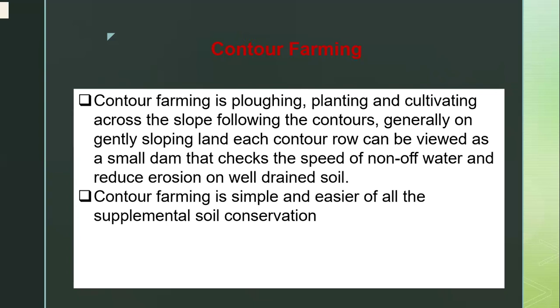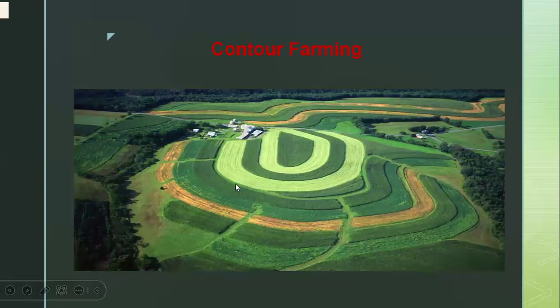Now, contour farming is the simplest and easiest of all the supplementary soil conservation techniques. As you can see here, this is contour farming. That's how it looks. In this way, it helps to preserve the soil from the various soil erosion agents, especially running water. These contours help to keep the land intact and keep the soil together to avoid it being washed out or eroded by agents like water. So that's contour farming.